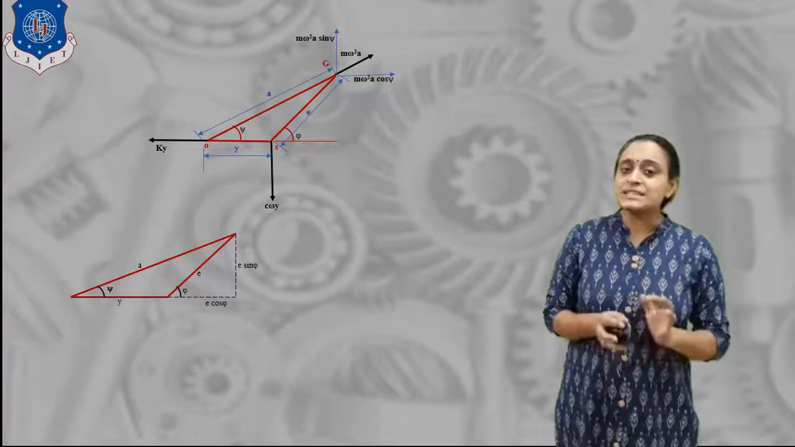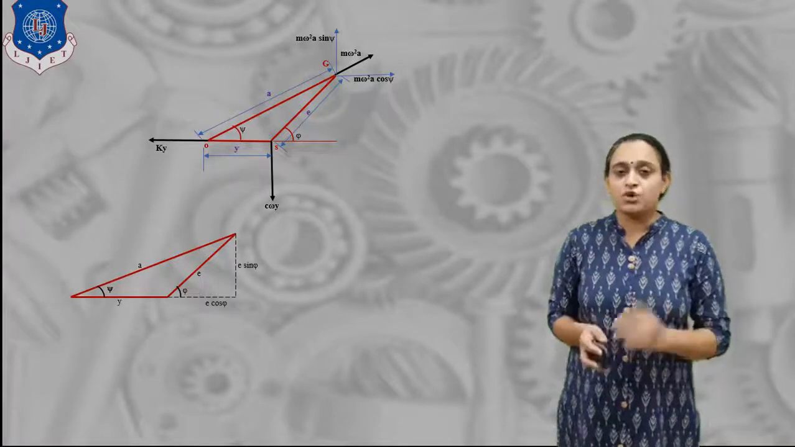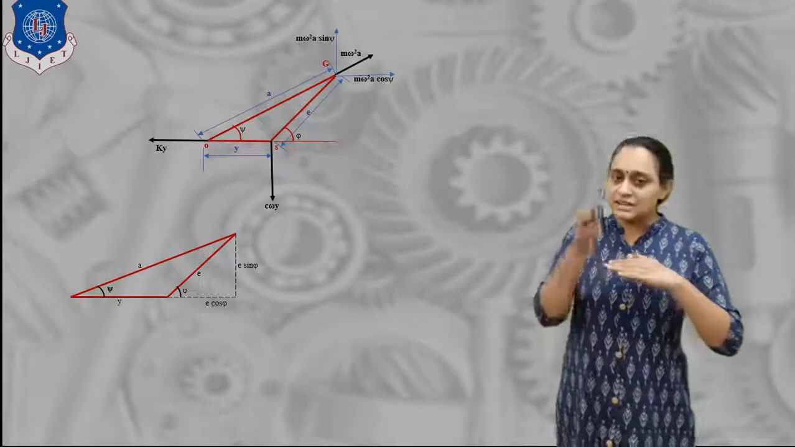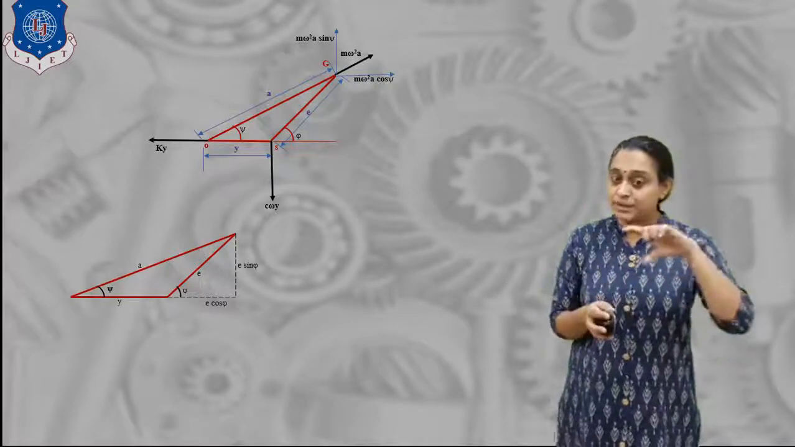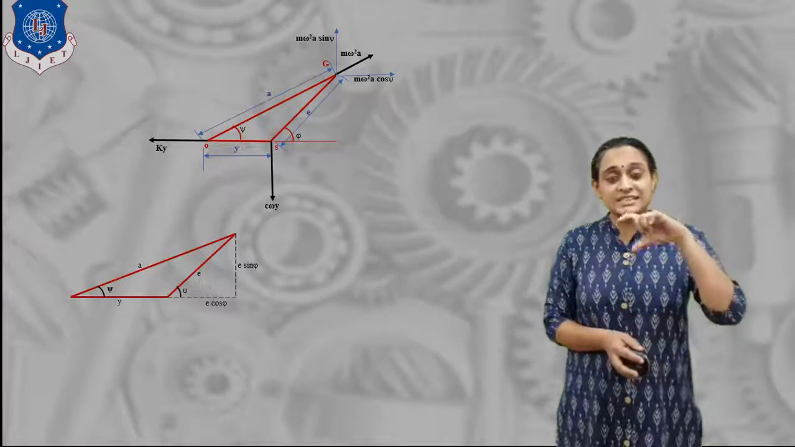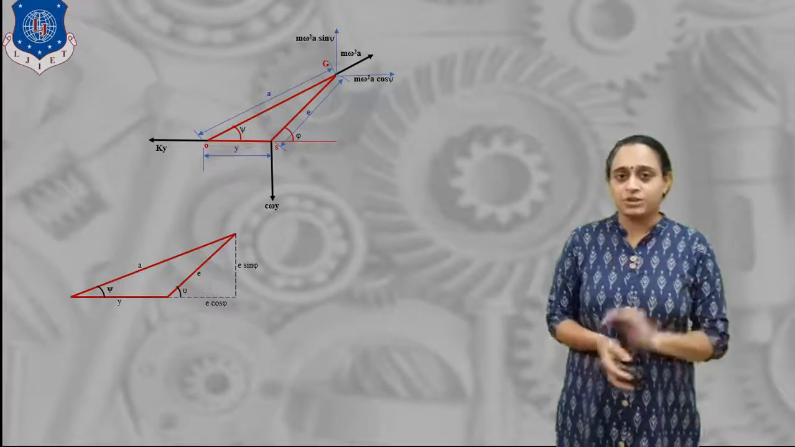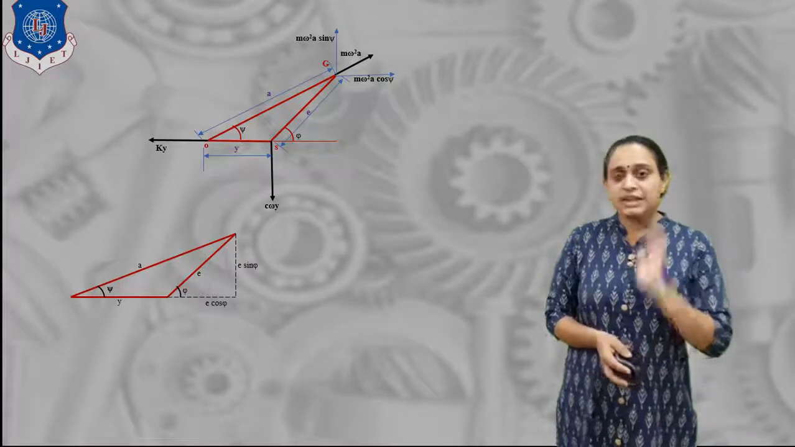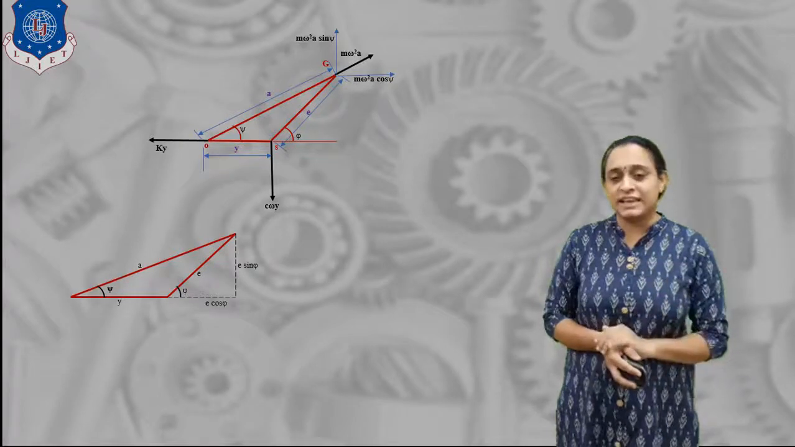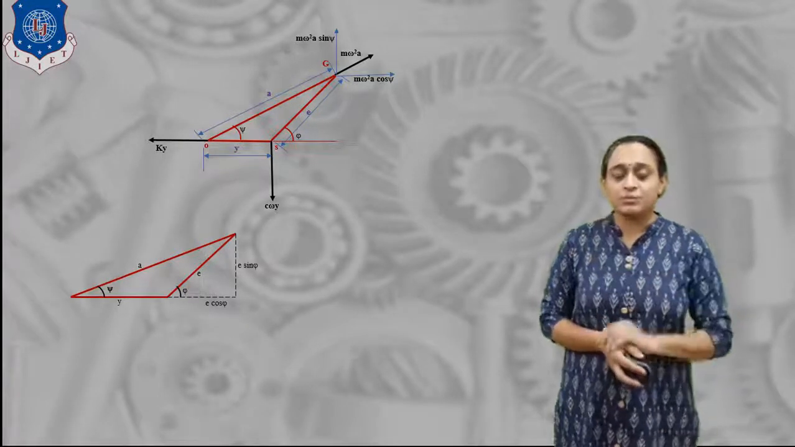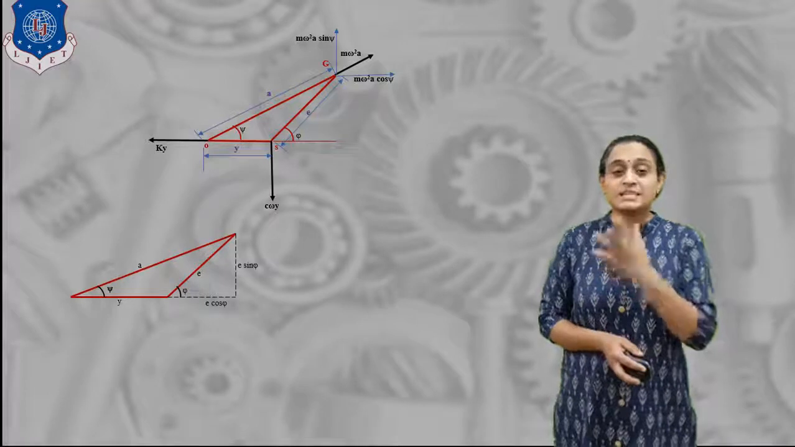So if we draw a horizontal as well as a vertical line with respect to this eccentricity E, this E line will become the hypotenuse. Now if E is the hypotenuse and phi is the angle, what is the value of both these lines?